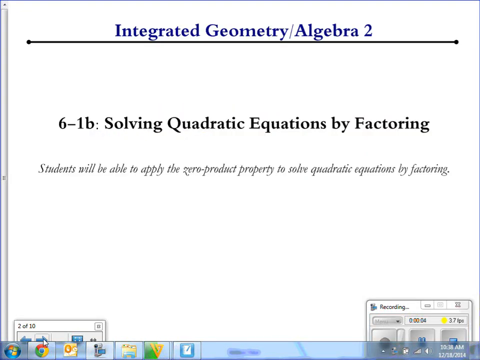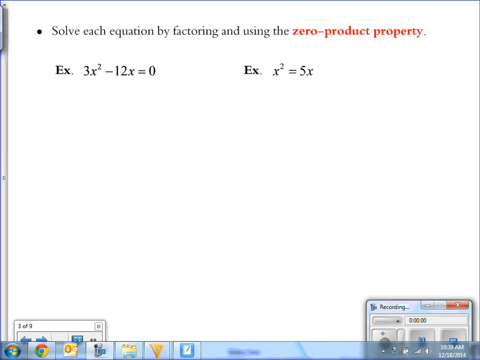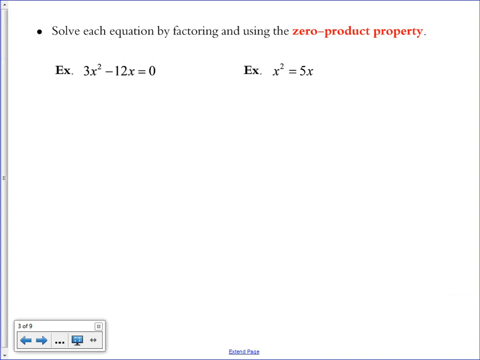This video is about solving quadratic equations by factoring. Okay, so the instructions here say to solve each equation by factoring and using the zero product property. If you look at the equations, you should recognize that they're quadratic, similar to the expressions that we've been factoring, except that there's an equal sign in there someplace.